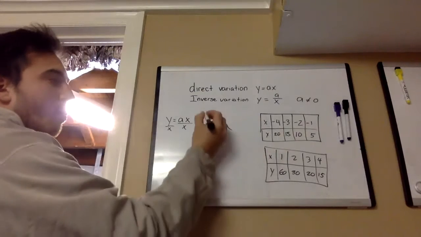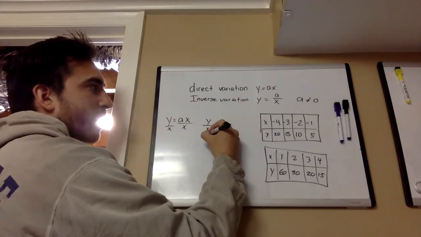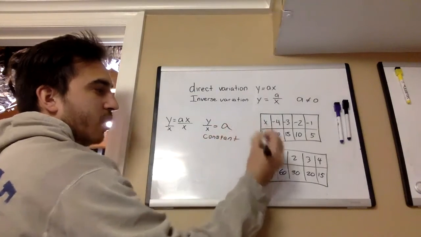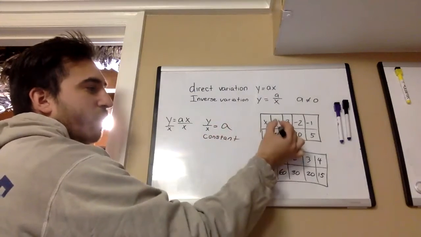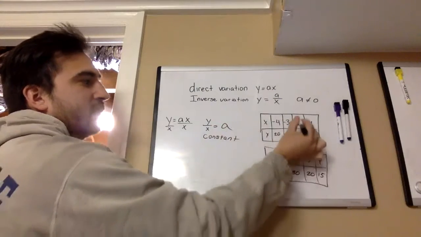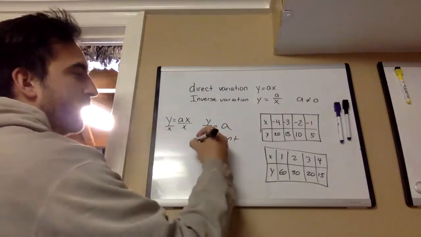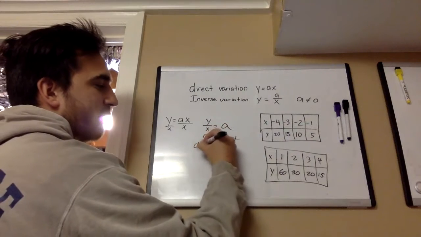So if y divided by x is constant, what I mean by that is that if I look on my chart and I do 20 divided by negative 4, 15 divided by negative 3, 10 divided by negative 2, and they give you the same number over and over, then it is going to be direct.